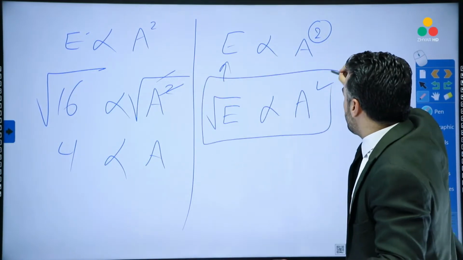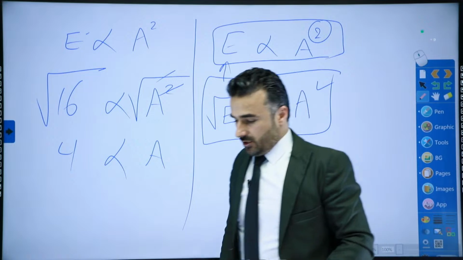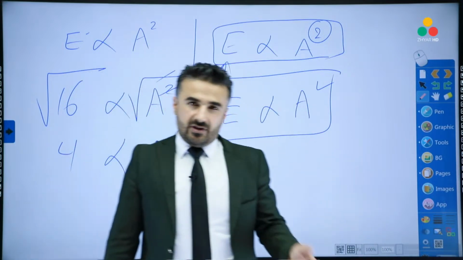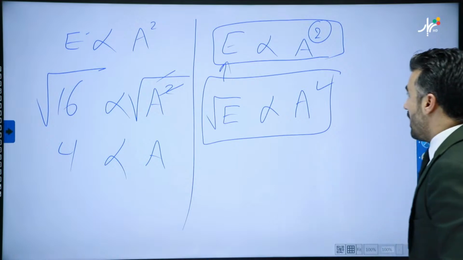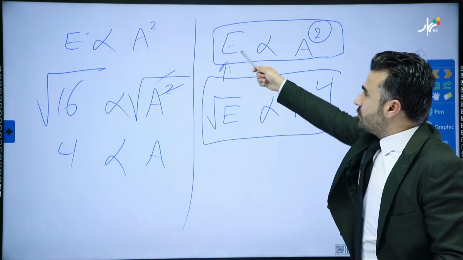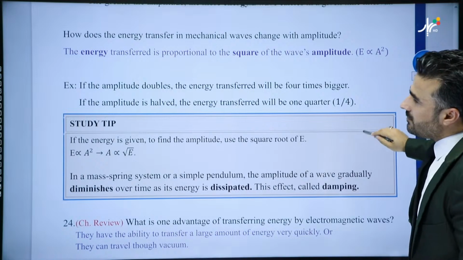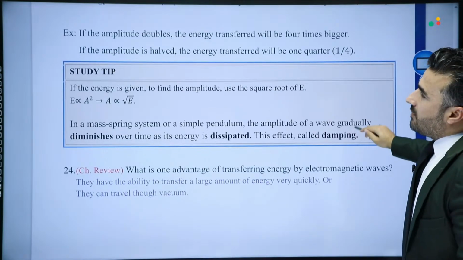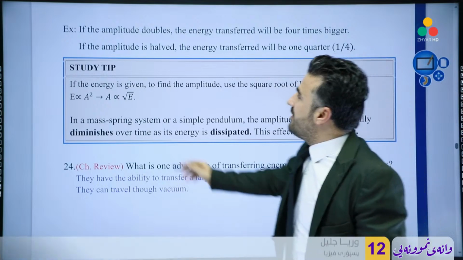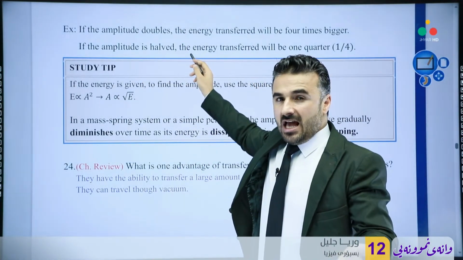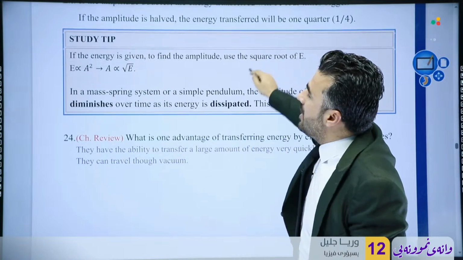So see whichever is given, and then you can use the correct relationship to find whether it is the amplitude or the rate of the energy transfer. By the way, these are just directly proportional. That doesn't mean equal to. So if the amplitude doubles, the energy transfer will be 4 times bigger. If the amplitude is halved, what will happen? Then of course the energy would decrease by a factor of 1/4.